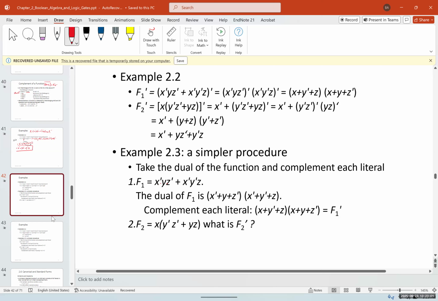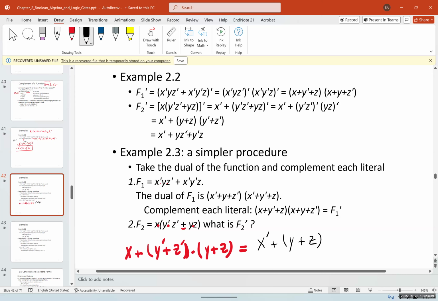Okay, so from duality, we will replace all the ands. By the way, we have an and here, one here, so we have three ands, with ors and ors with and. So this or with and. So it's going to be x plus y prime plus z prime and with y plus z. Now we will complement each literal. So we're going to have x prime plus y, plus z and with y prime plus z.